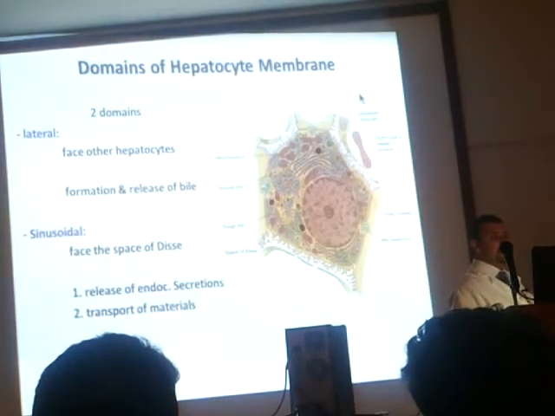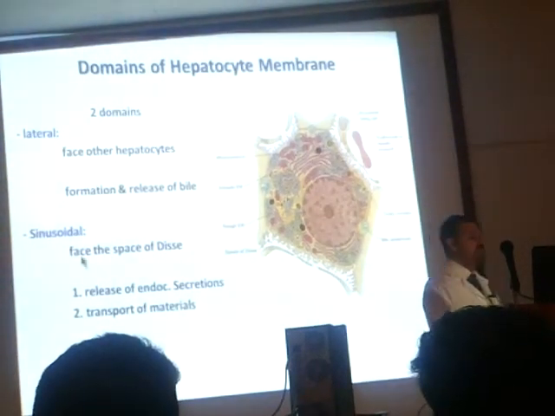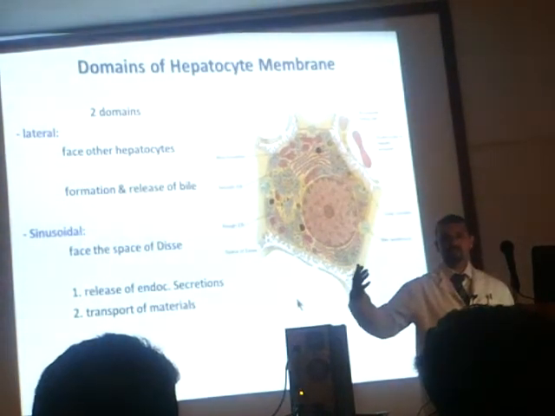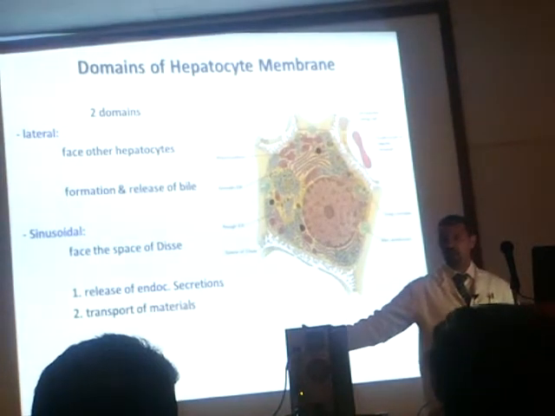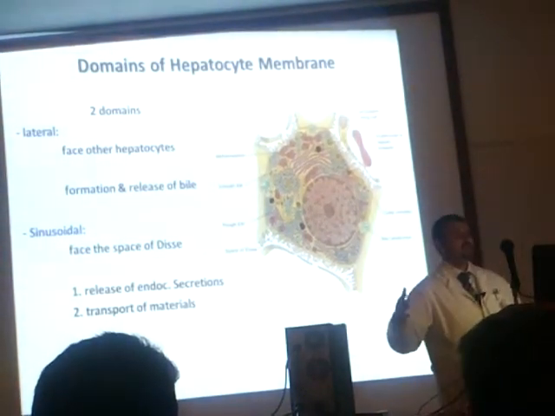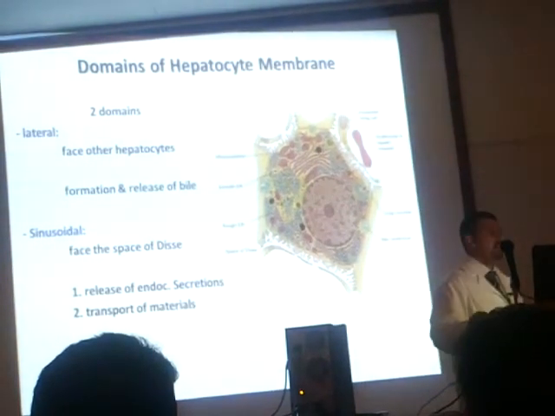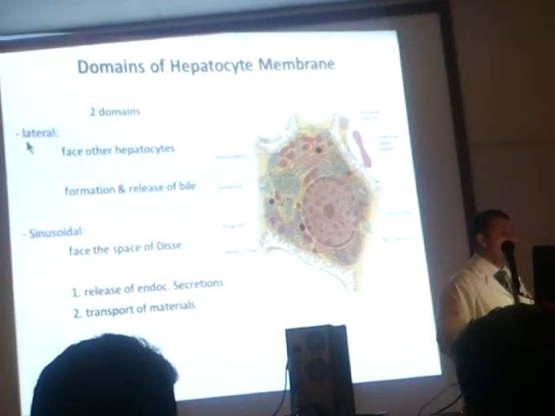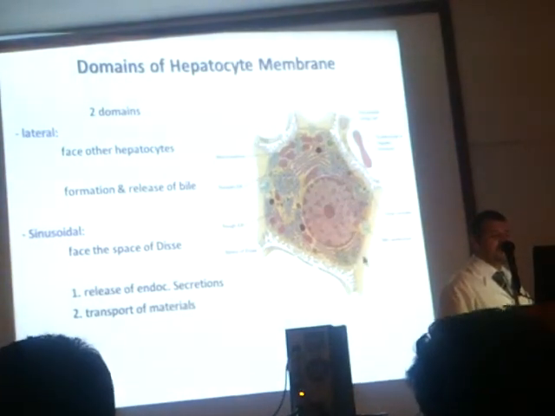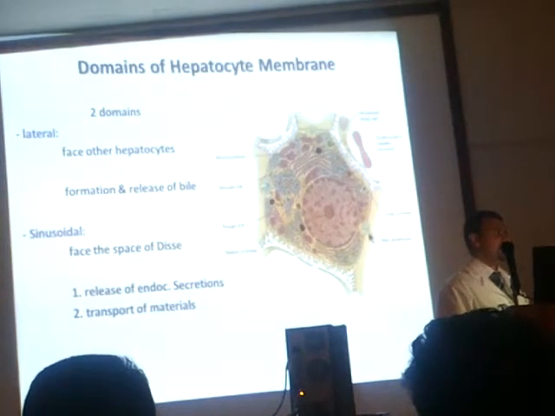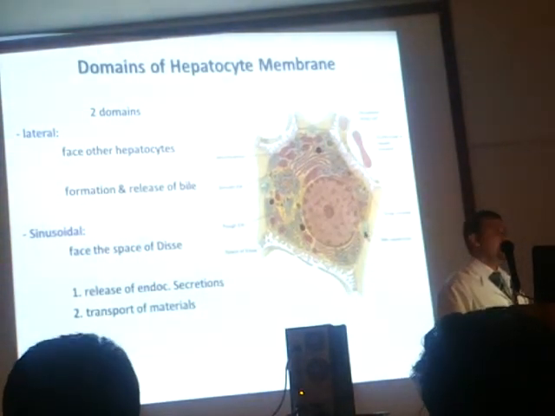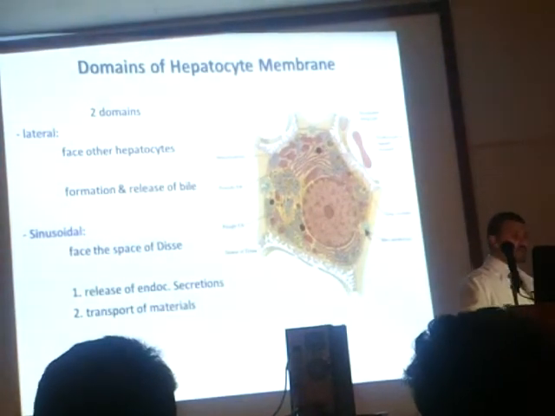If we look at the domains of the hepatocytes, we have 2 domains. The sinusoidal domain is the surface of the cell facing the sinusoid, or the space of Disse. The lateral domain is the surface facing another hepatocyte. In the lateral domain, you will see the function of bile production, where you see a small space here, the bile canaliculi, where the production of bile is going on.